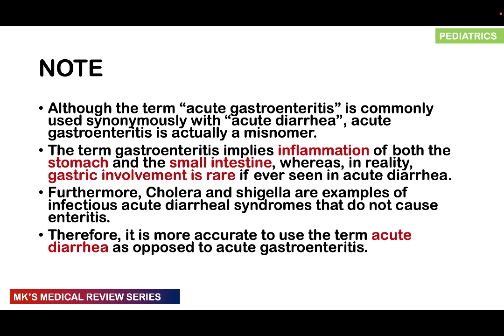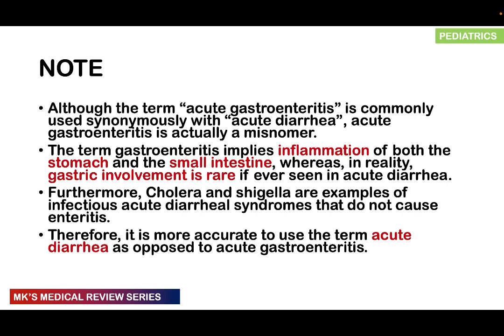But in actual sense, most of the time the stomach is rarely involved, if it ever is, in acute diarrheal disease. And you have some conditions like cholera and even Shigella, which are examples of infectious acute diarrheal syndromes that are not actually going to cause significant inflammation in the small intestines, because these are causing a watery type of diarrhea. And especially with cholera, you won't even see the abdominal pains that we see in other kinds of diarrhea. So it's actually much more accurate that we use the term acute diarrhea as opposed to acute gastroenteritis.